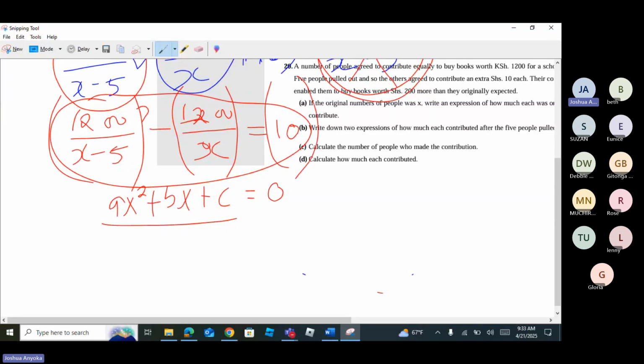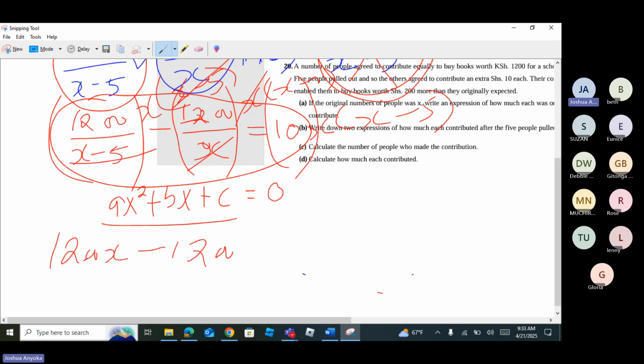LCM x into x minus 5. X and x will cancel. X minus 5 will cancel with x minus 5. 1200x minus 1200x plus 1200 times 5, 6000, is equals to 10x squared minus 50x.